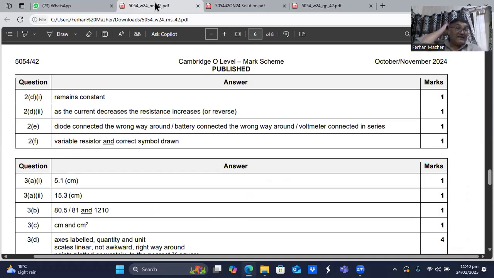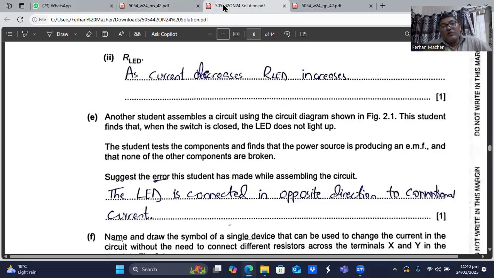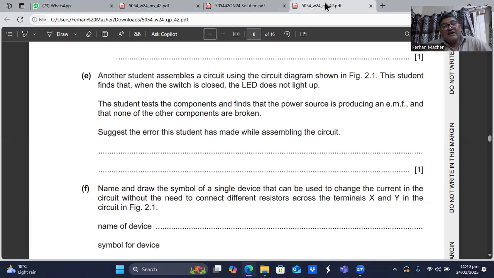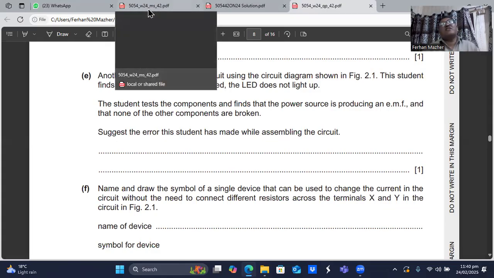So there are many possible reasons. He says the diode connected the wrong way around, the battery connected the wrong way around, and the voltmeter connected in series. If you connect the voltmeter in series, even then this can happen. The resistance of the whole circuit will become higher and the current will not flow through it. So most probably the LED is connected in such a way that it is backward biased.